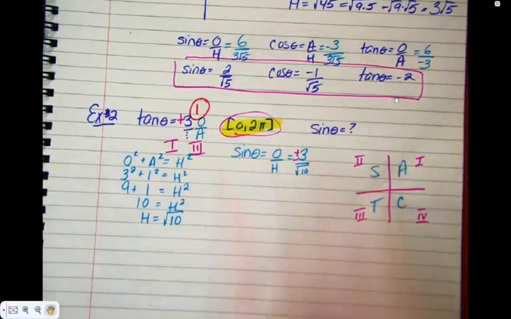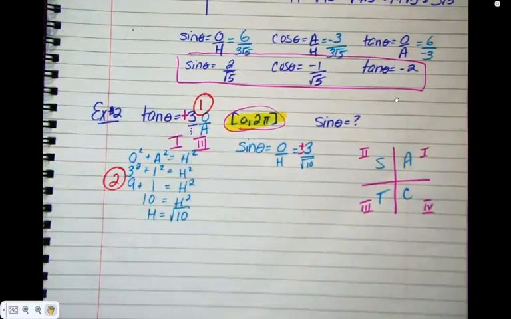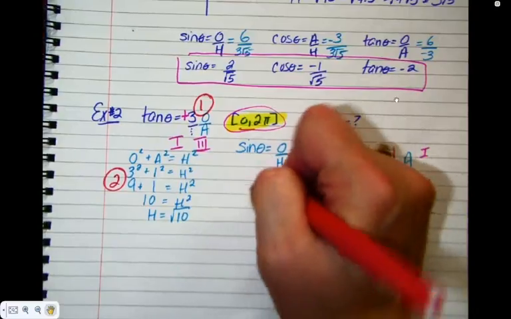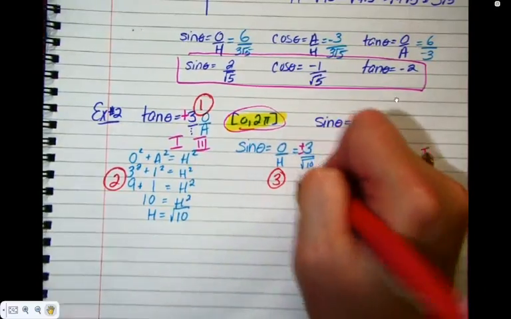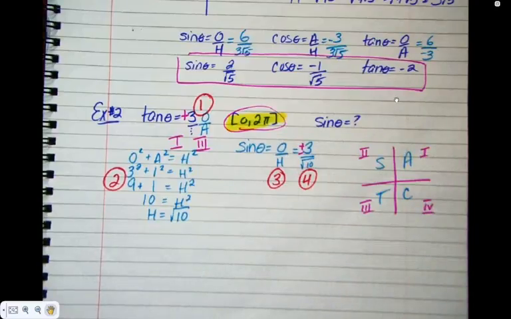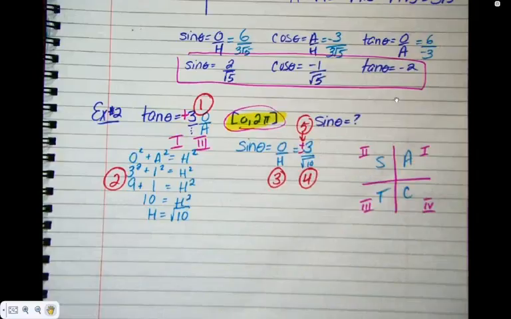So this is where we did step number 1. We labeled that tan is O over A. Step 2 was here, which was calculating the H value. Step 3 was writing the formula for sine. Step 4 was substituting in. And 5 was figuring out that we needed the plus minus. And if you're a bit iffy on step 5, it's okay. We're going to do 2 more examples.